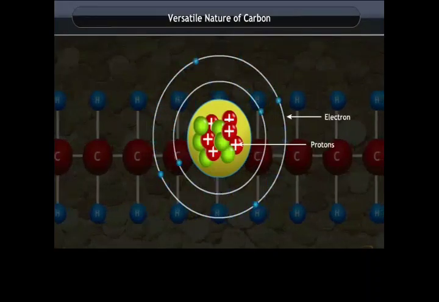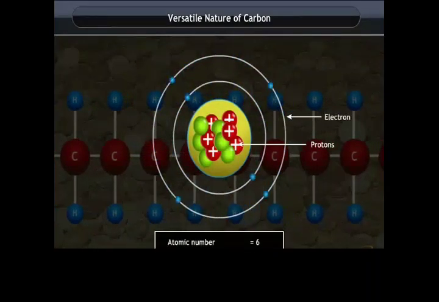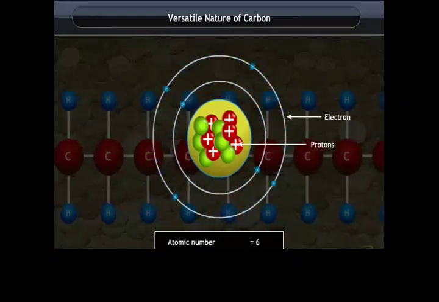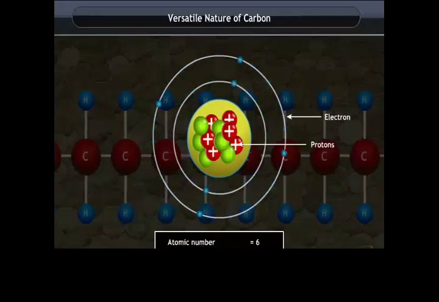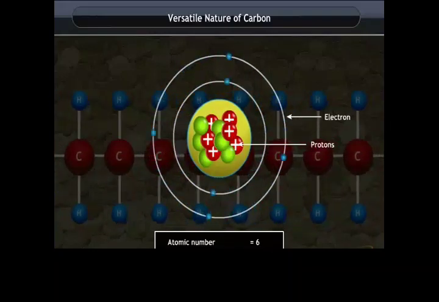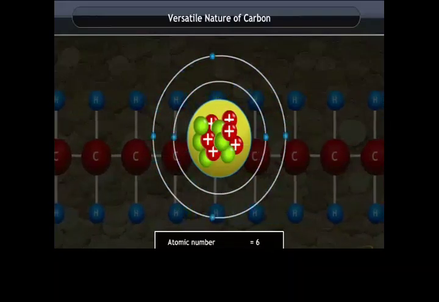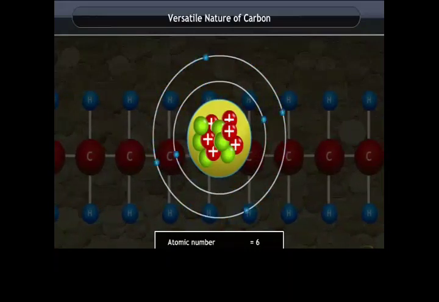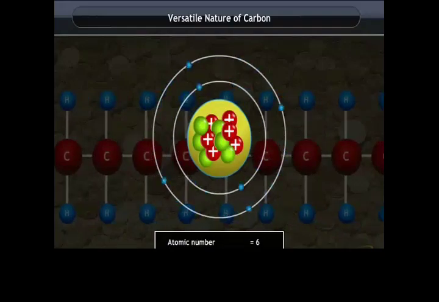Tetravalency of carbon. We know that the atomic number of carbon is 6. Thus the electronic configuration is 2, 4 and valence electrons is 4. Hence carbon needs 4 electrons to attain a noble gas configuration. Valency of carbon is 4.